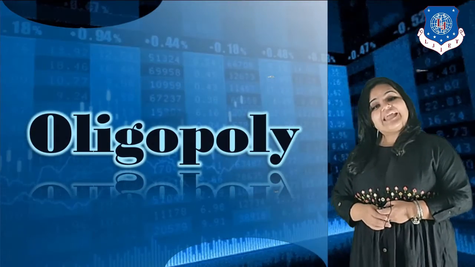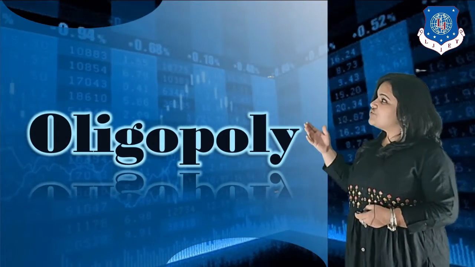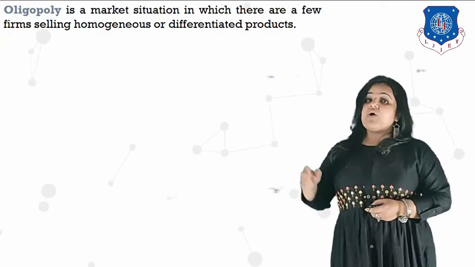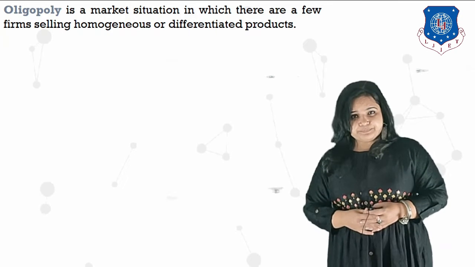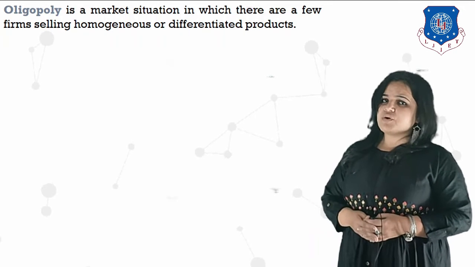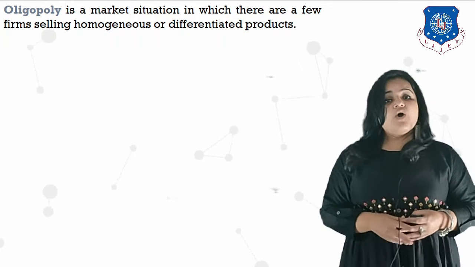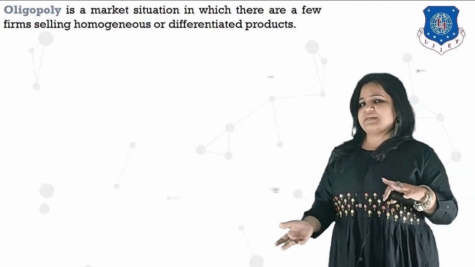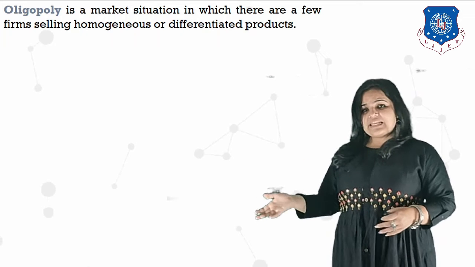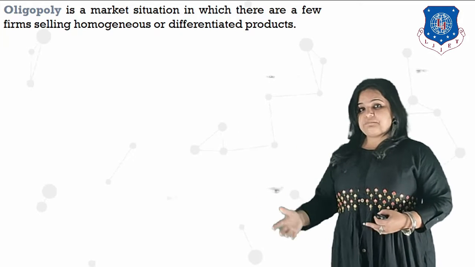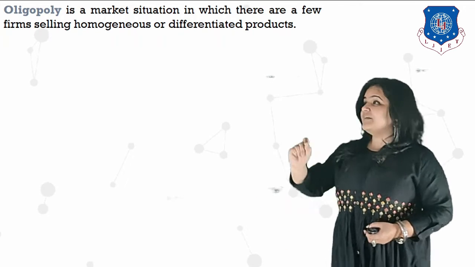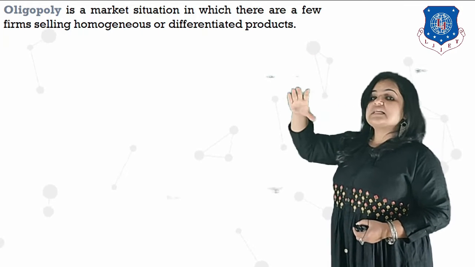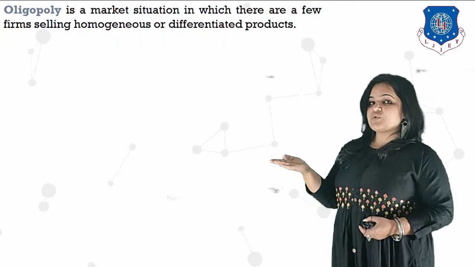Moving forward to the next type of market, which is oligopoly. In oligopoly, remember one thing, oligopoly is a market structure where there are a few firms or a few sellers who are selling either homogeneous or differentiated products. It doesn't make a difference. They might be selling exactly the same product or different products. The most important point here is that there are only a few sellers. The sellers are comparatively fewer in number. You can count them.